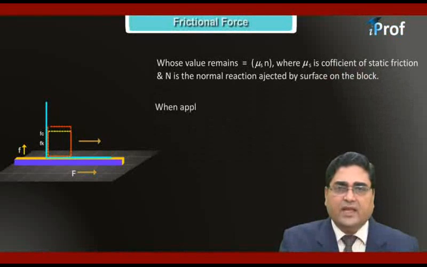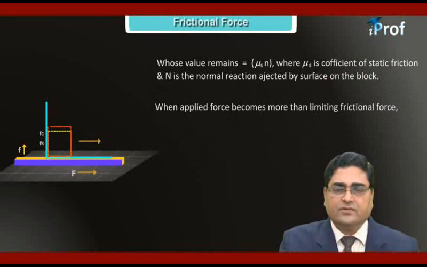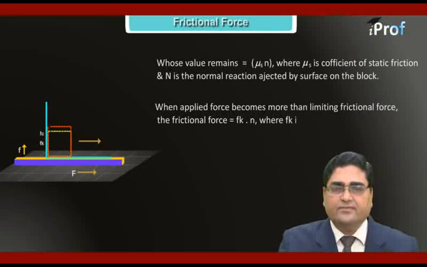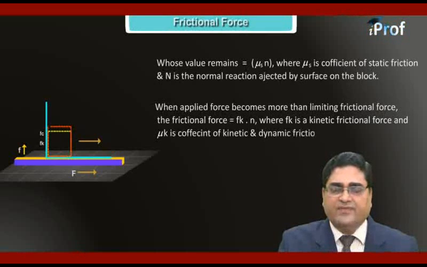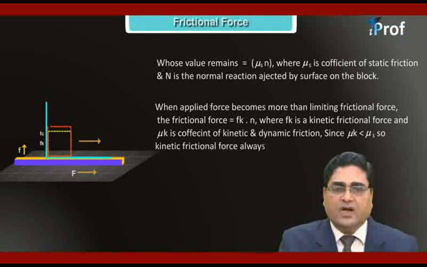Now, when applied force becomes more than limiting frictional force, the frictional force is equal to f_k, which is μk times N, where f_k is the kinetic frictional force and μk is the coefficient of kinetic or dynamic friction. Since μk is less than μs, the kinetic frictional force always remains lesser than the limiting frictional force.